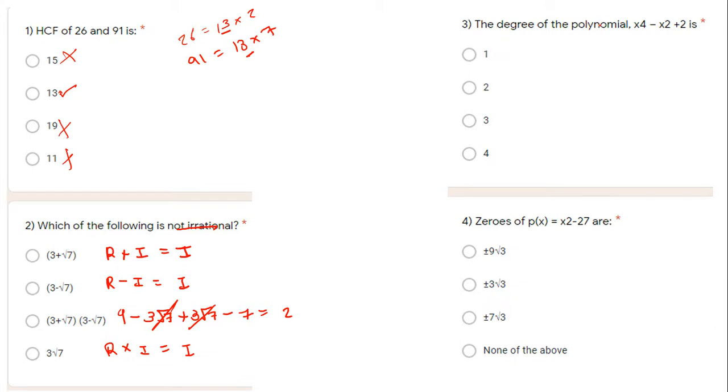Third one: the degree of this polynomial is asked. Actually it is not x4. You are habituated to this kind of problem, because in a Google form I cannot write in terms of power. So the question is actually x raised to 4 minus x square plus 2. I hope you all understood at that time. This answer is correct, because the power means the degree of the polynomial.